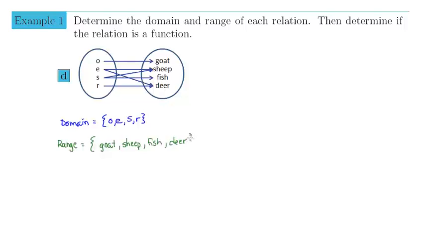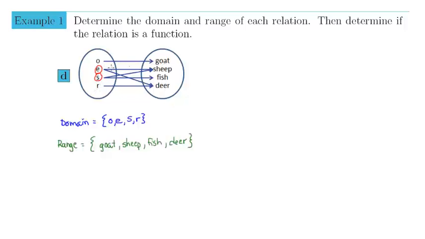This is our range. Now, is this relation a function? Well, it's a function if every element in the domain maps to at most one element in the range. Notice, in our domain there are actually two elements that are problem elements, E and S.